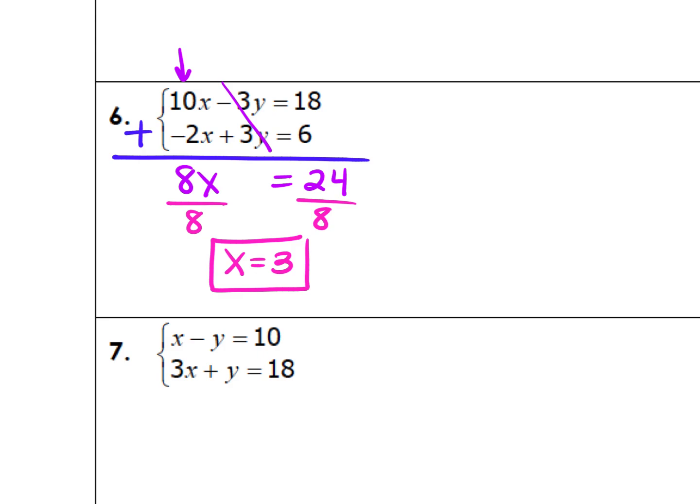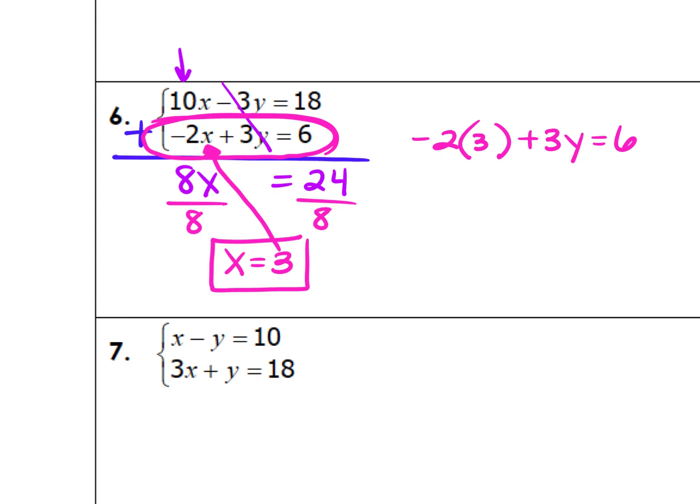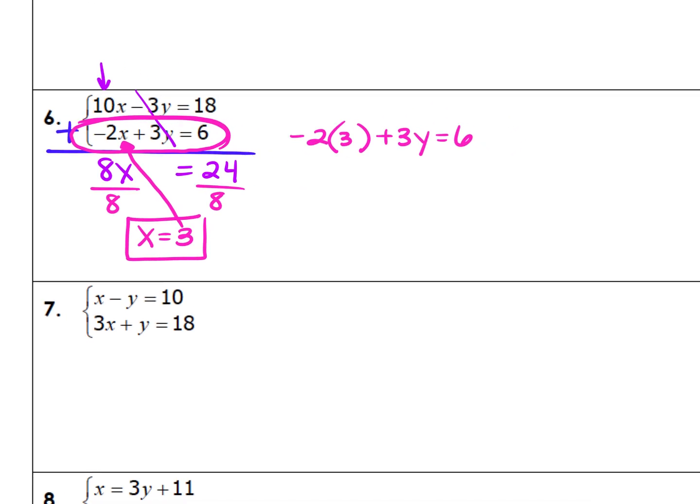Okay, now you have a choice to make. We're going to plug that x back into one of the other equations. Let's try the bottom one this time. So I'm going to plug it back in here, and this is substitution. I'm going to take this 3, and I'm going to plug it in right here. So negative 2 times 3 plus 3 times y equals 6.